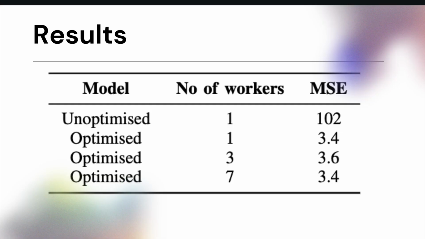Coming to the results of our execution, we can see as unoptimized, for one worker, we got a mean squared error of 102. For optimized single worker, we got 3.4 mean squared error. And for optimized 3 worker nodes, we got a mean squared error of 3.6. And for optimized 7 worker nodes, we got a mean squared error of 3.4, reducing mean squared error and enhancing accuracy. Distributed computing with Spark clusters demonstrated a remarkable reduction in training time, efficiency, handling large-scale datasets.